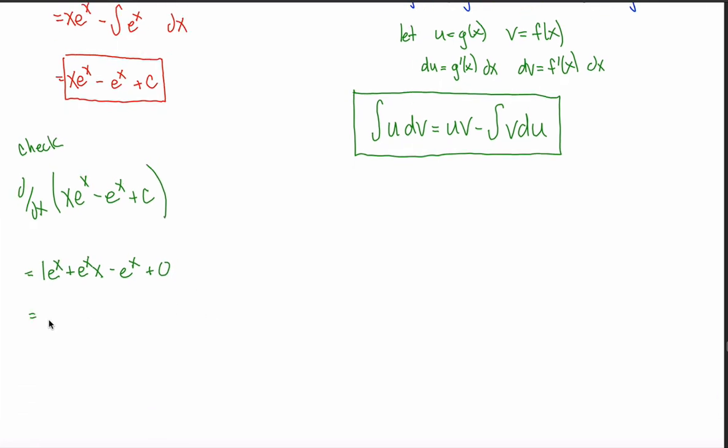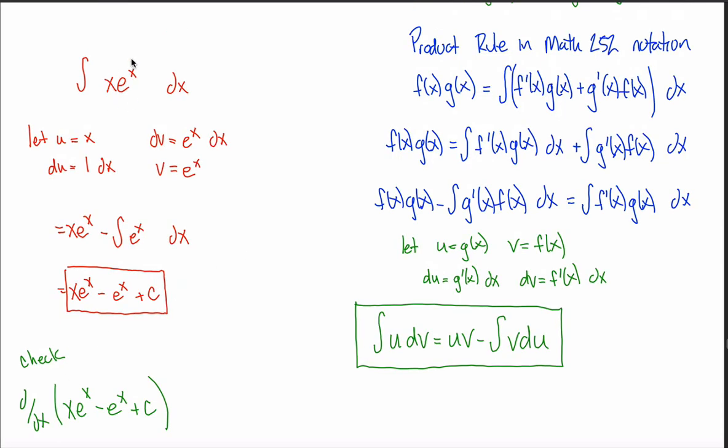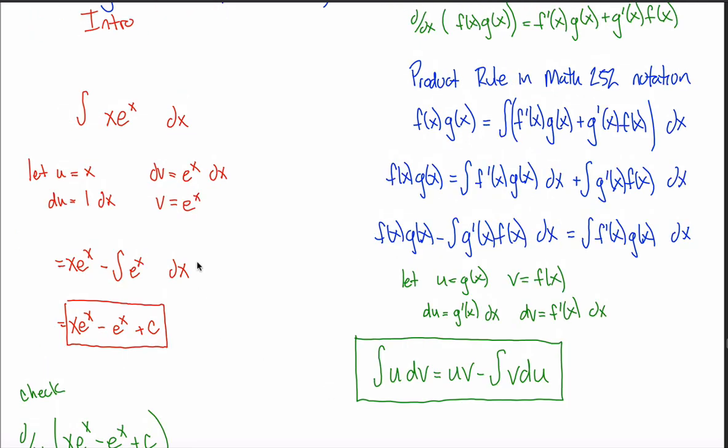If I clean this up a little bit, I got e to the x plus x e to the x minus e to the x minus e to the x. I'm left with just x e to the x. That checks. That's what I was asked for the antiderivative of to begin with. That's integration by parts. It's a little bit different.